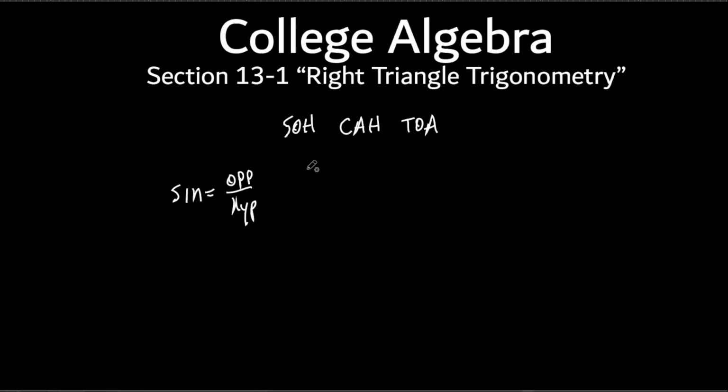So what is the cos? C-A-H. C is the cosine. The A is adjacent, so it's adjacent over H, which is the hypotenuse. And then the TOA: T is tangent, equals the opposite over the adjacent. We've already used both of these, and we did that with a right triangle.